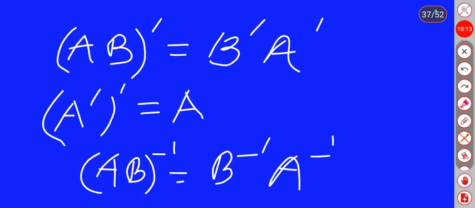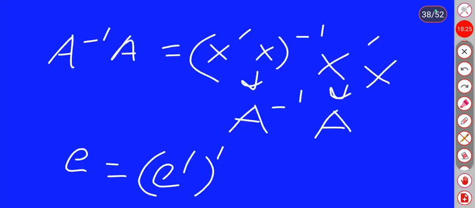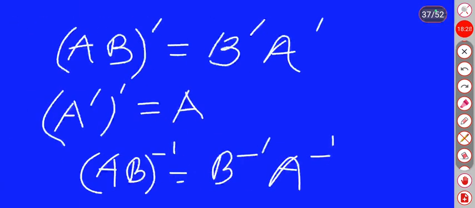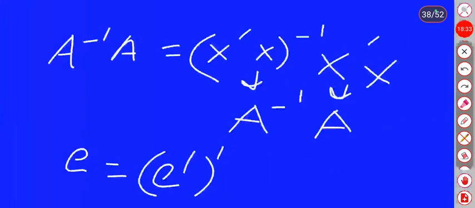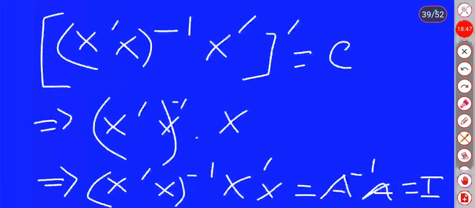There is a formula: (a transpose) transpose is equal to a, (a b) transpose is equal to b transpose a transpose, and (a b) inverse is equal to b inverse a inverse. Here x transpose x inverse is considered as a inverse and x transpose x is considered as a, and c is equal to (c transpose) transpose, that means c, and (x transpose x inverse x transpose) prime is equal to c.